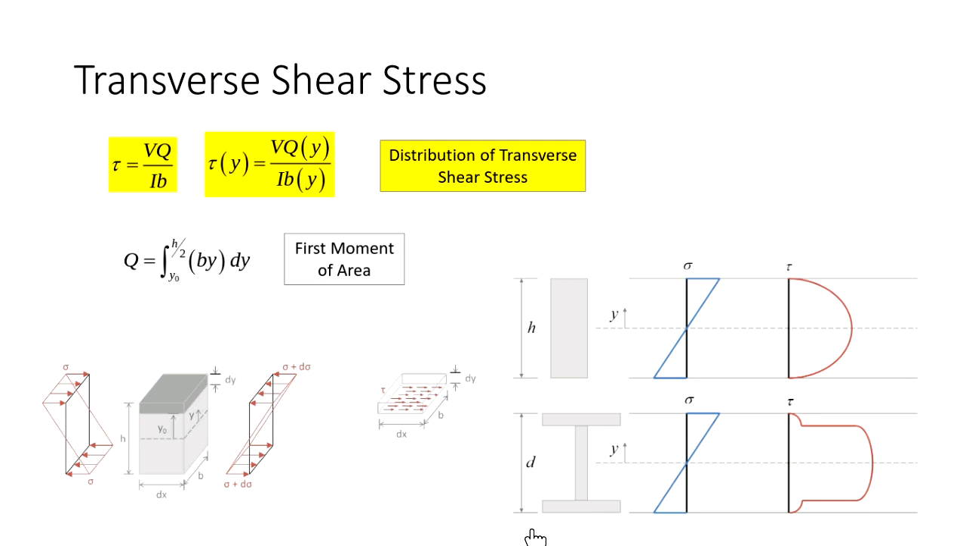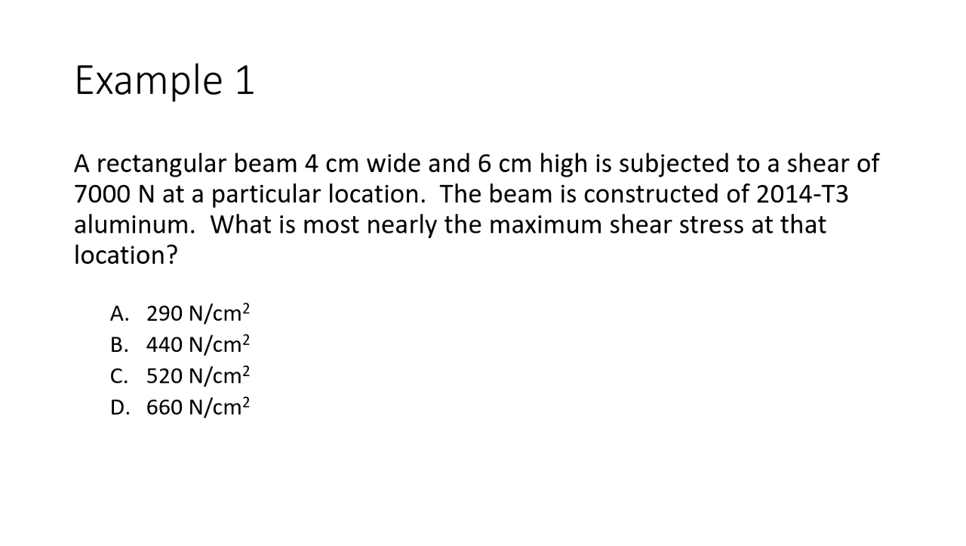Speaking of, let's just go ahead and jump right into an example. So I have a rectangular beam that's 4 centimeters wide and 6 centimeters high, and it's subjected to a shear force of 7,000 newtons at a particular location. So I drew the shear diagram, cut a section, and I'm looking at this particular point, and the shear is 7,000 newtons. The beam is constructed of some type of aluminum. Spoiler alert, that actually doesn't matter. It's very rare that happens on the exam, but this is really sort of for me teaching you, that's superfluous.